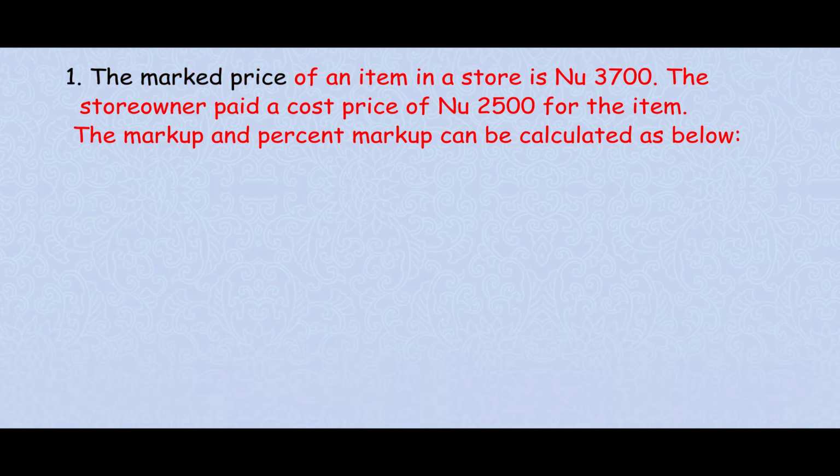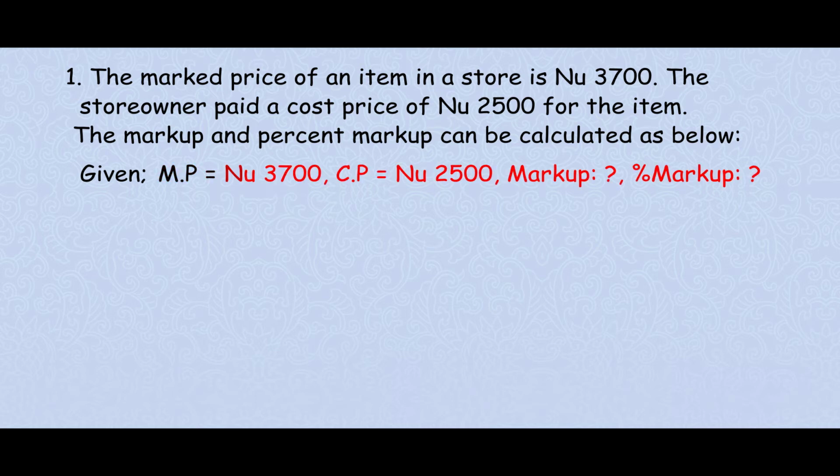The marked price of an item in a store is Nultrum 3,700. The store owner paid a cost price of Nultrum 2,500 for the item. The markup and percent markup can be calculated as below. Given, as usual, we have to note down the given. Given MP is equal to Nultrum 3,700, cost price is equal to Nultrum 2,500. Then percent markup is equal to question mark.